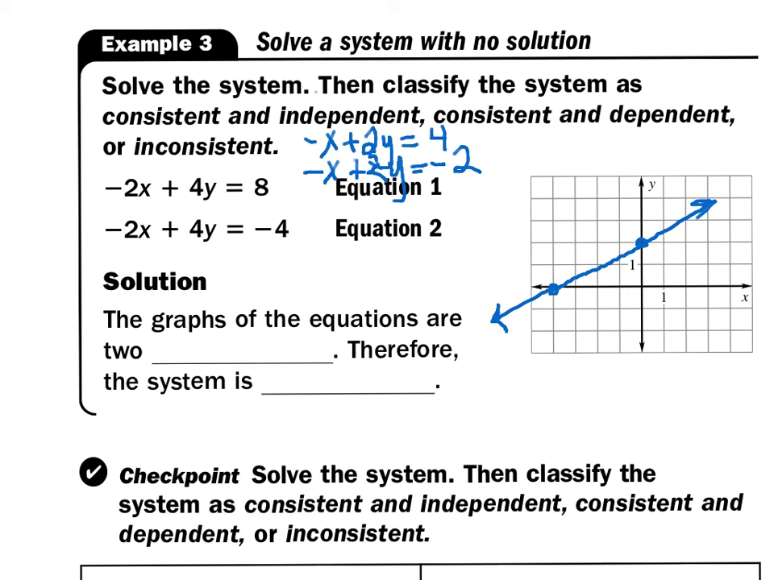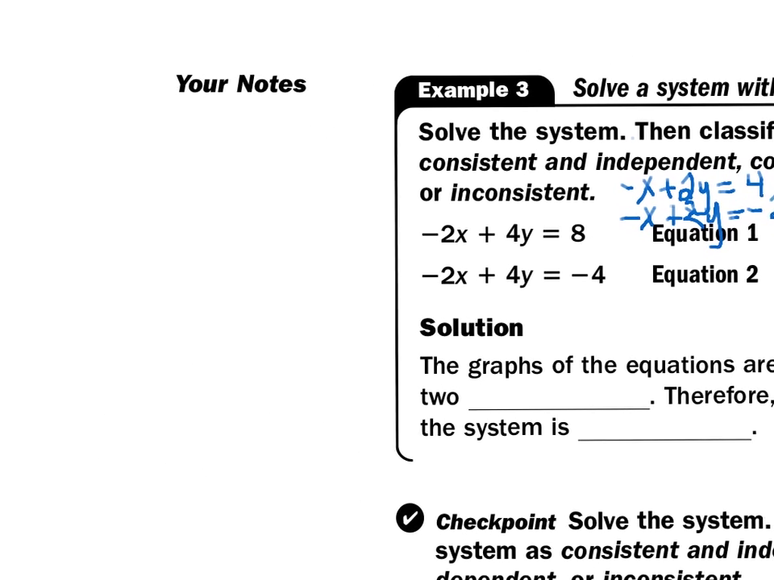On the second line, if I put in a 0 for y, I get 2 out for x. If I put in a 0 for x, I get -1 out for y. And here is this line. If I could draw a little bit better, you would see that they were parallel. Another good way to see that is, let's go ahead and change these to slope-intercept form.